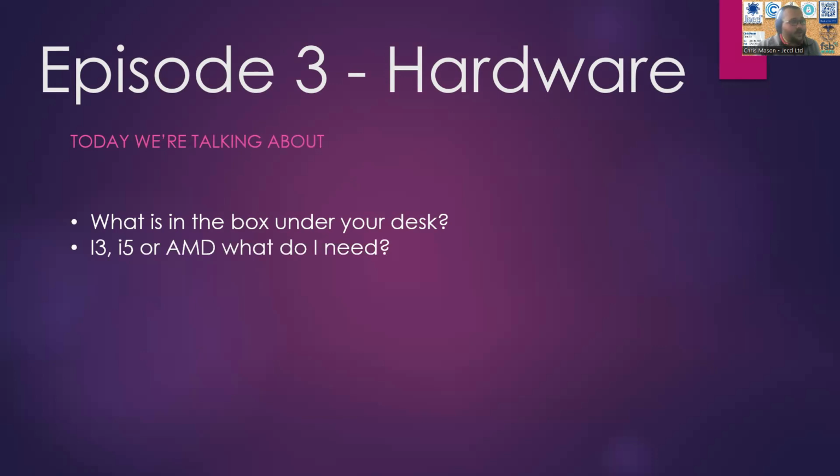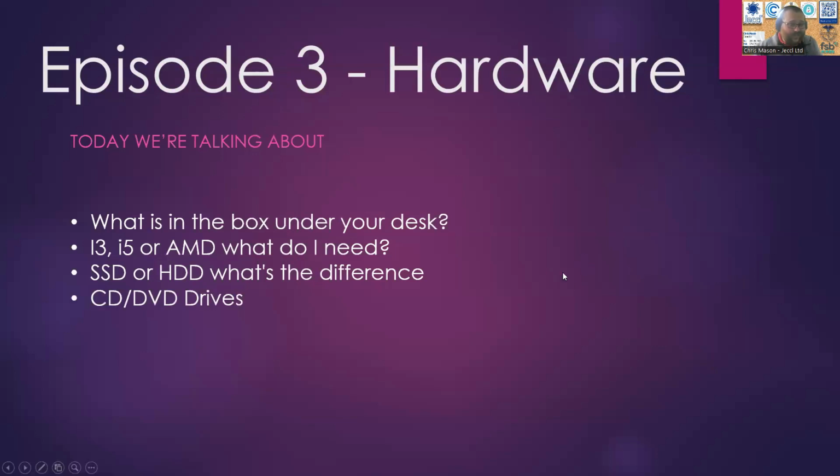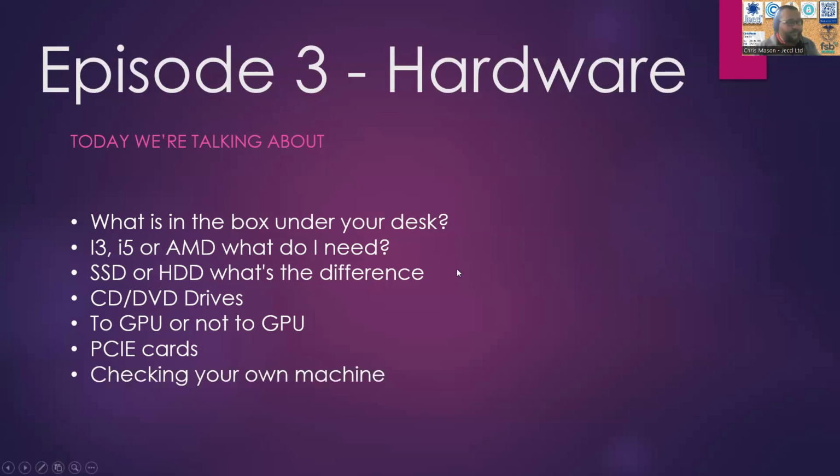We're going to have a discussion about Intel. Do I go for an i3, an i5, or an AMD? We'll be looking at SSDs and HDDs and discuss what the differences are. We'll be discussing CD and DVD ROM drives, and then we're going to ask the question: to GPU or not to GPU. I'll also cover quite quickly PCIe cards, and I'll give you some more information later on what they do. And then we're also going to check our own machines to make sure we're not overworking them too much.